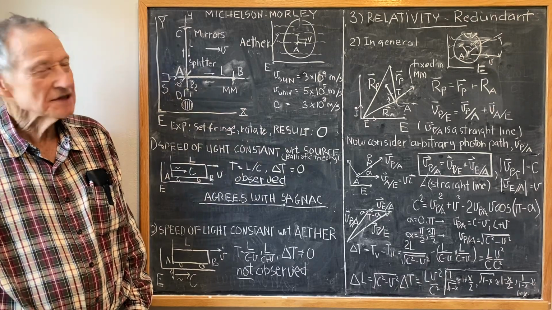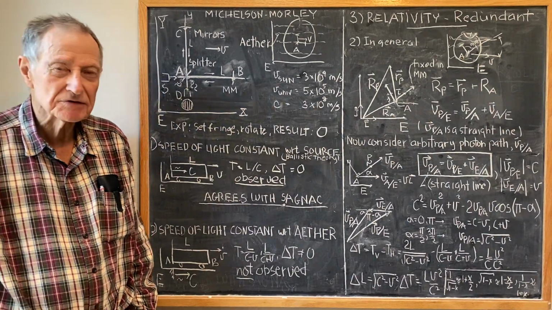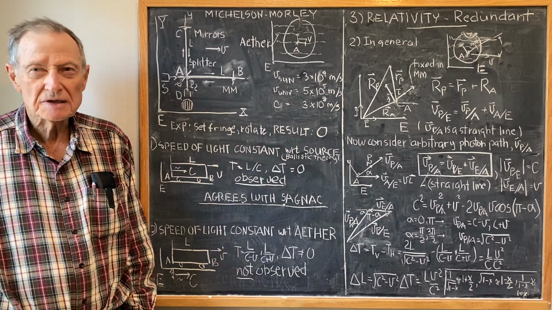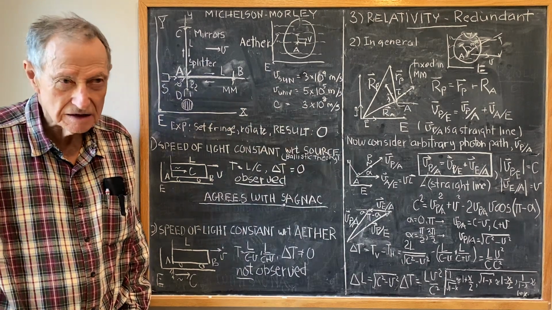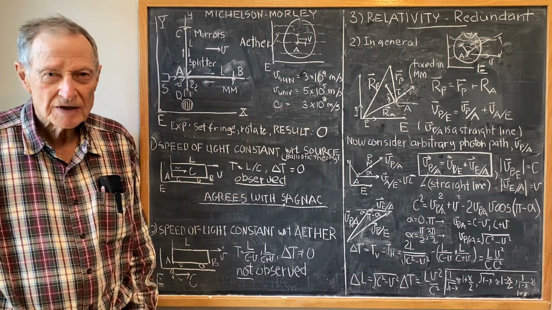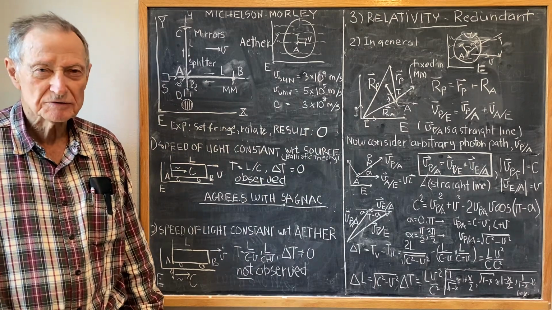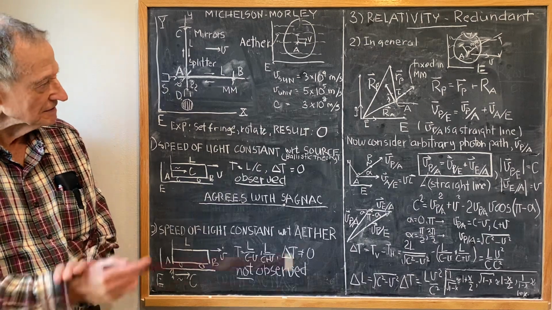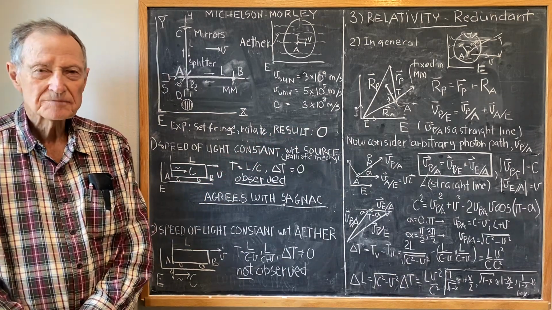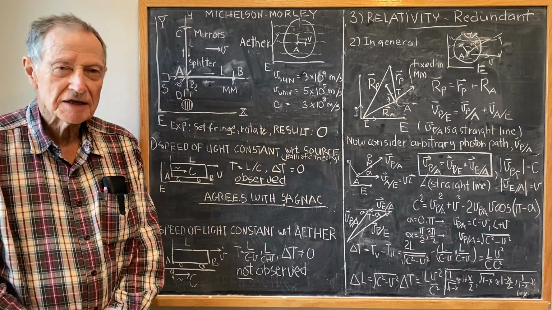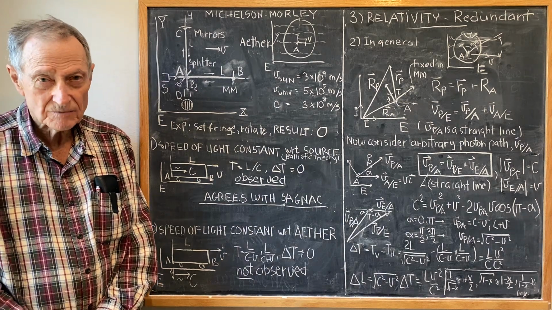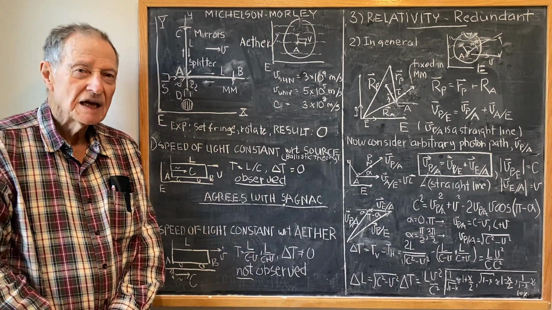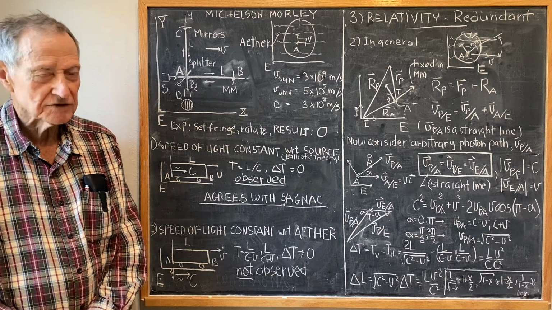The Michelson-Morley experiment was designed to test the ether theory of light. The ether was imagined to be an invisible fluid dispersed throughout the entire universe, which transmitted light at a speed c equal to 3 times 10 to the 8th meters per second, just like water transmits water waves, and the air transmits sound waves.